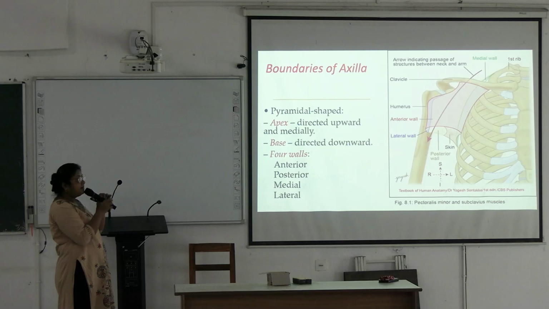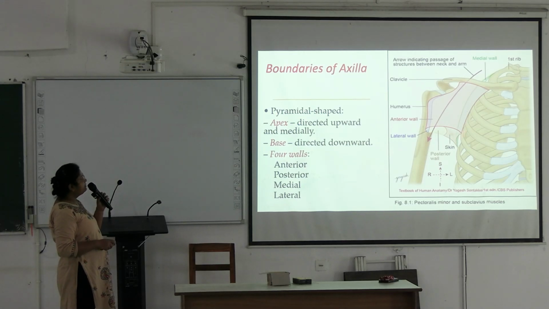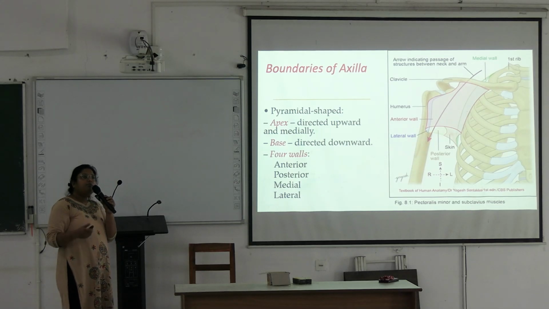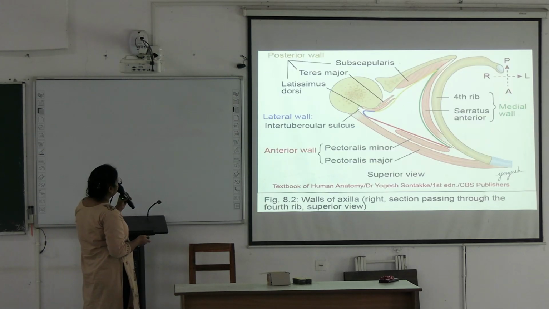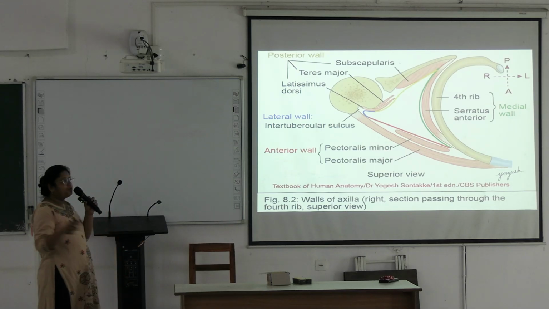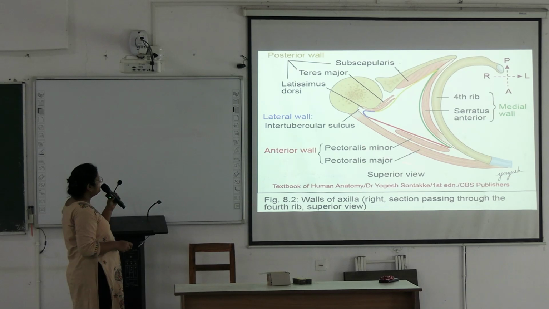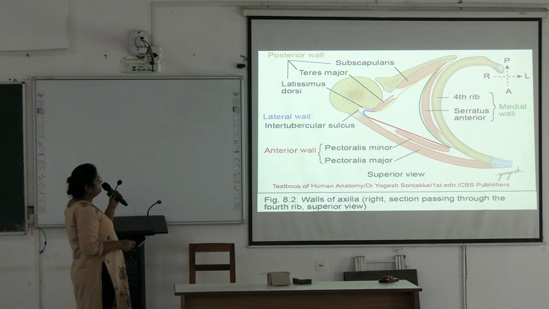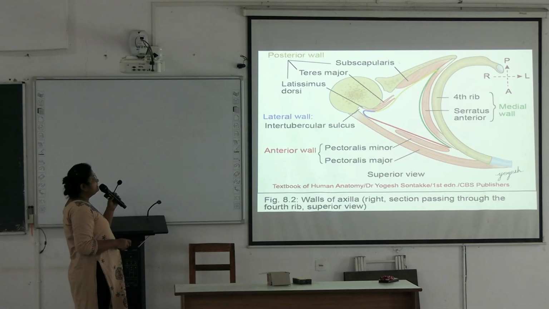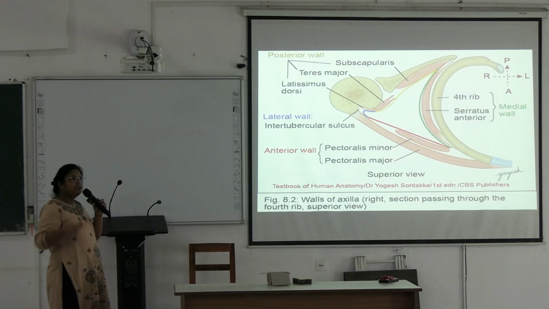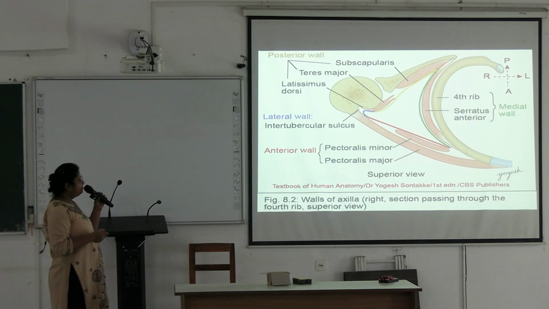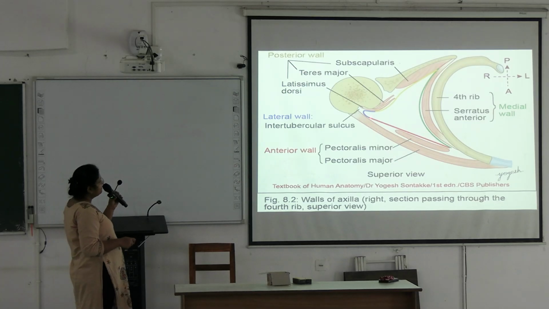And there are four walls: anterior wall, posterior wall, medial wall and lateral wall. These are the four walls of the axilla. See here, this is a cross section through the axilla. Here you can see this is anterior wall. Anterior wall is formed by the pectoralis major, pectoralis minor, subclavius and the clavipectoral fascia. All are forming the anterior wall.